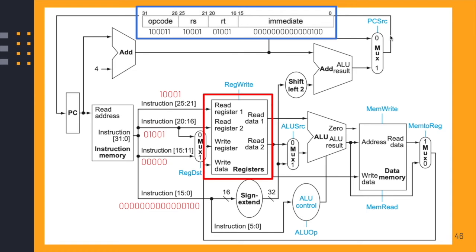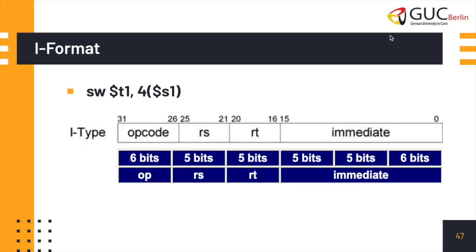Now we finished this example. Let's move on to our last example, which is the store word example. I told you the I format has 4 important instructions: add immediate, load word, store word, and branch on equal. We will not tackle branch on equal in this tutorial, but we will tackle add immediate, load word, and store word. We already tackled the add immediate and load word, and now we are tackling the store word. And as you can see, store word is an I format instruction.